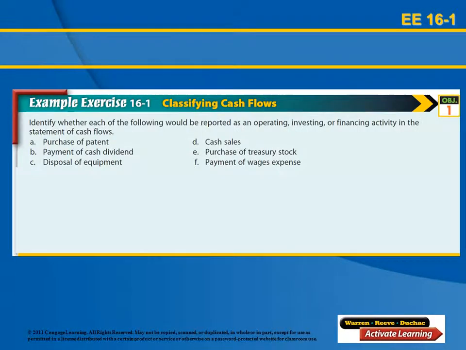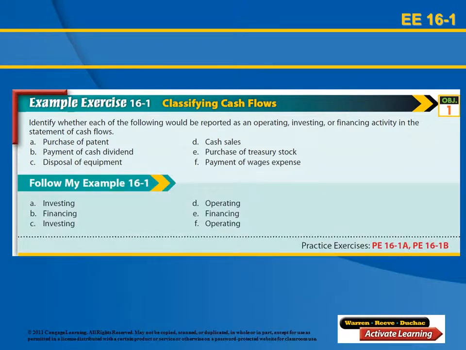Alright, so here we're supposed to decide, is it an operating, investing, or financing activity? The purchase of patents. Patents are an intangible asset, so those will be investing. Dividends, anything to do with stocks, bonds, dividends, treasury stock, those are all going to be financing. Selling or disposing of equipment will go in investing. Cash sales, operating. Treasury stock, once again, that's a stock type item that goes in financing. And the payment of wages expense is going to be operating.